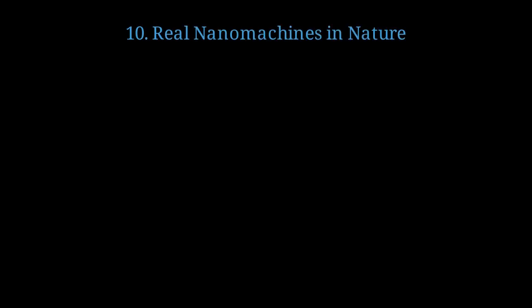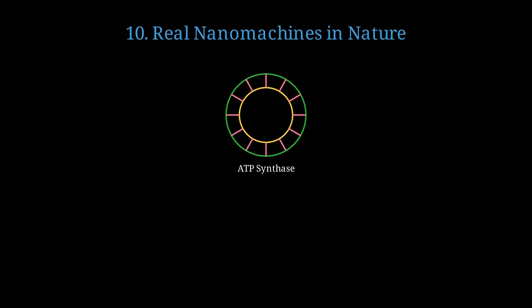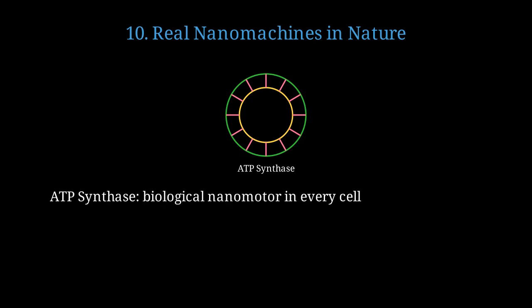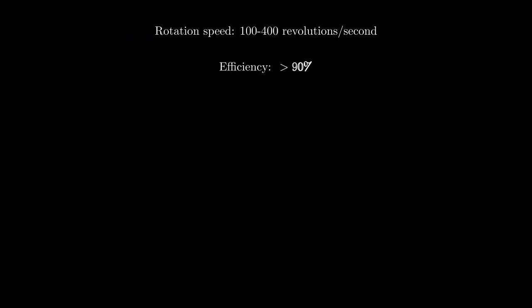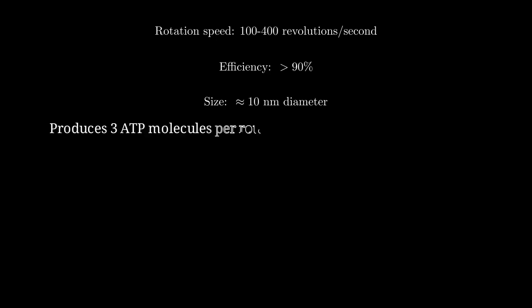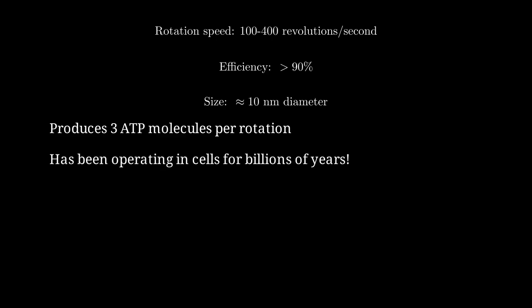Nature has already solved the problem of building efficient nanomachines. ATP synthase is a molecular motor in our cells that produces ATP, the energy currency of life. This incredible nanomachine exists in every cell of your body right now. It rotates at 100 to 400 revolutions per second. Its efficiency exceeds 90%, far better than any human-made motor. The entire structure is only about 10 nanometers in diameter. Each rotation produces 3 ATP molecules, the energy packets that power cellular processes. This design has been operating successfully in living cells for billions of years of evolution.